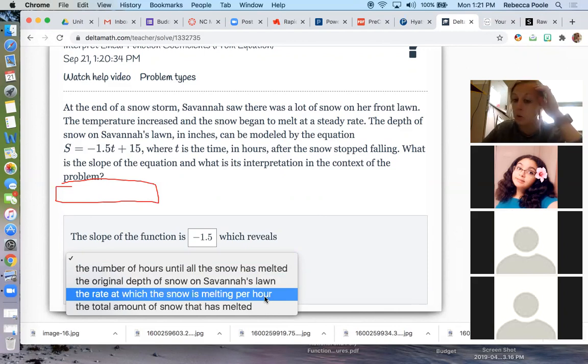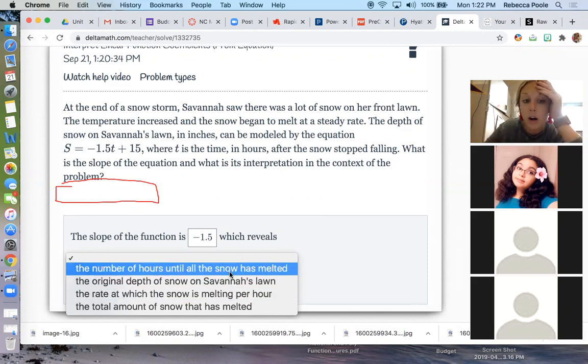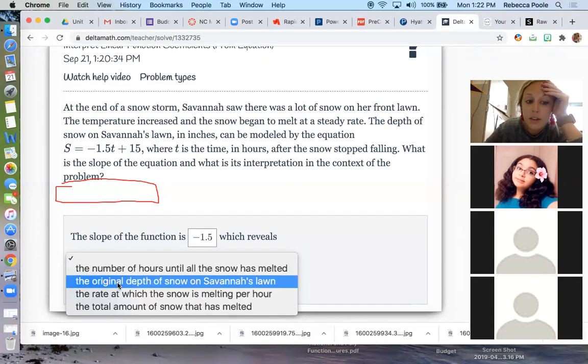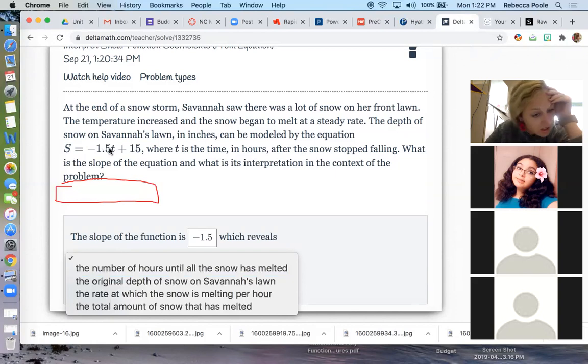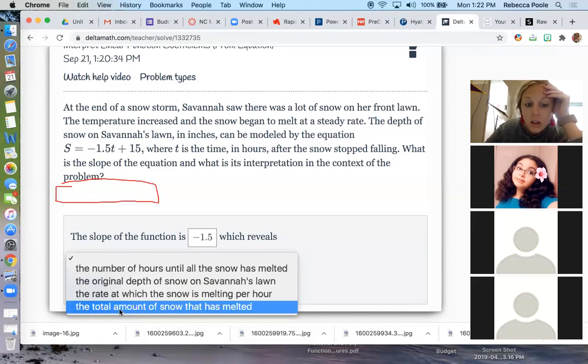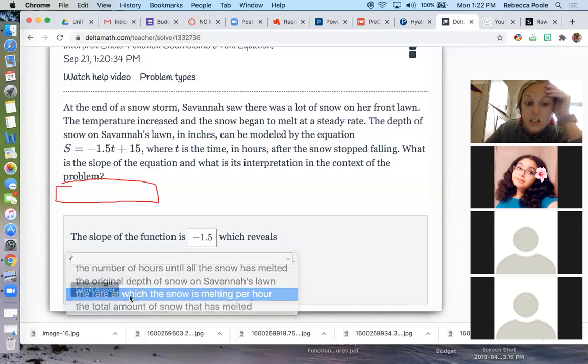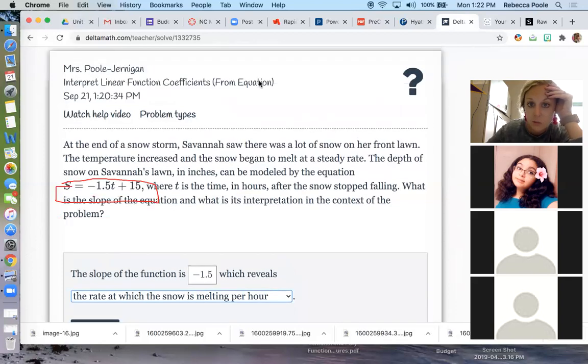So let's read the other ones first so you don't mess up and pick these tomorrow. The number of hours until the snow has melted. We don't know the hours because if we knew the hours, would there be a t? No, there'd be a number there, right? So it's not the number of hours. The original depth of the snow, that's the initial. The initial has nothing to do with the slope, so that's not it. Then the last one says the total amount of snow. Well, that would be what it would be equal to, right? So it is the rate. Are y'all okay with this one?